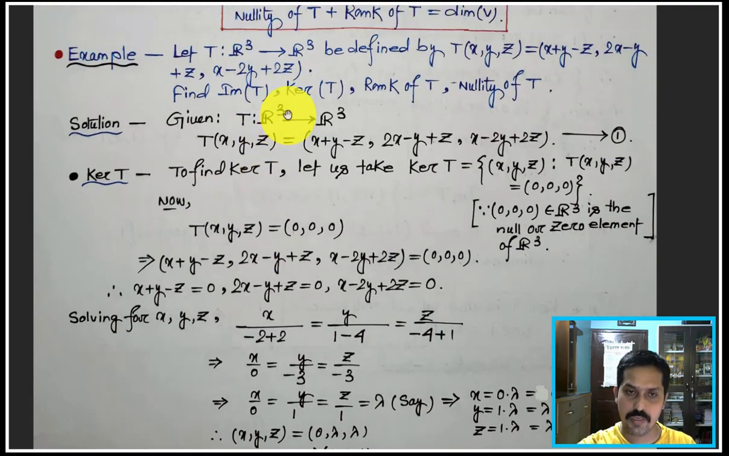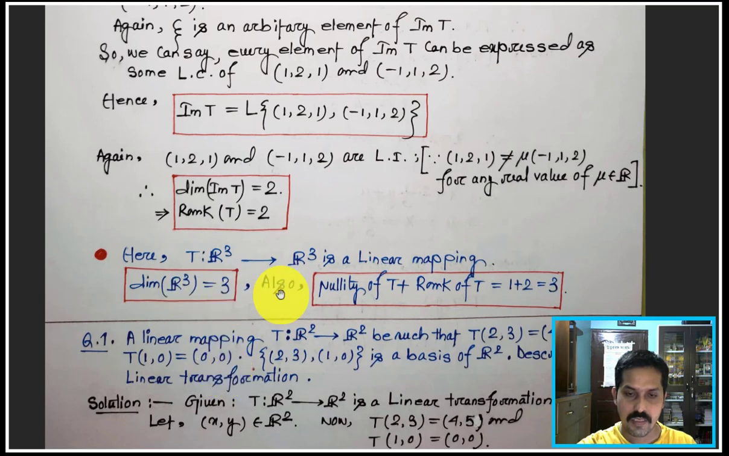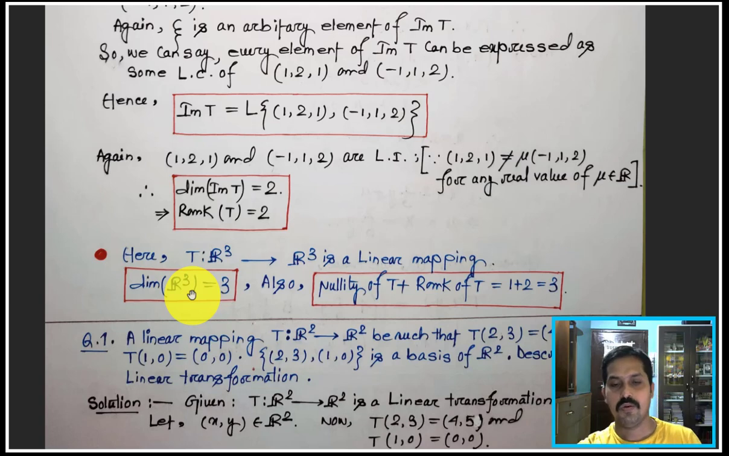Here V is R3, so the dimension of R3 is 3, and the dimension of W is also 3. As the dimension of R3 equals 3 and nullity of T plus rank of T equals 3, we can easily say that nullity of T plus rank of T equals the dimension of R3, which indicates that the above theorem is completely true. So just remember the theorem.